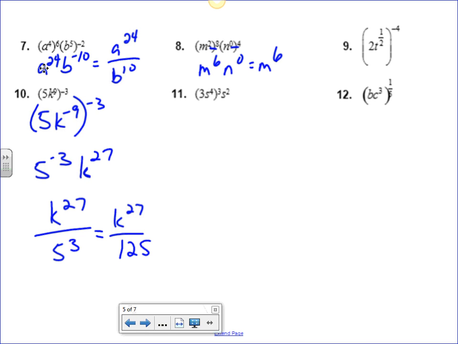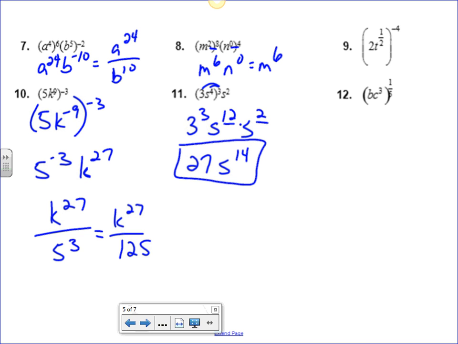Okay, the next one, that exponent applies to both of those things. So I should have 3 to the 3rd and s to the 12th times an s to the 2nd. Well, 3 to the 3rd is 27, and s to the 12th and s to the 2nd, we've got the same base, so we add those exponents, so we should have 27 s to the 14th.